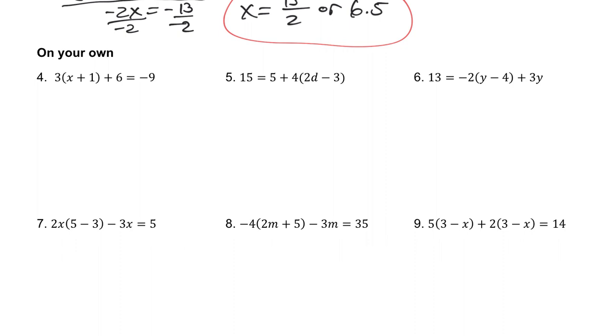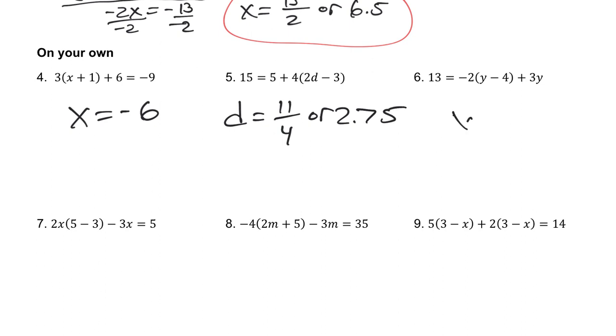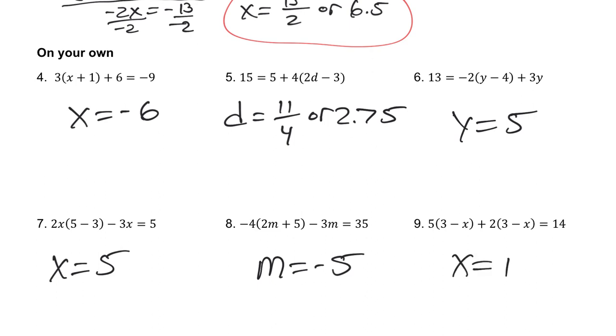All right, answers. Now that you're back, you should have had x equals -6, d equals 11 over 4, or 2.75. I'll take either one. Y equals 5. Number 7, I got x equals 5. Number 8, m equals -5. And then number 9, I got x equals 1.